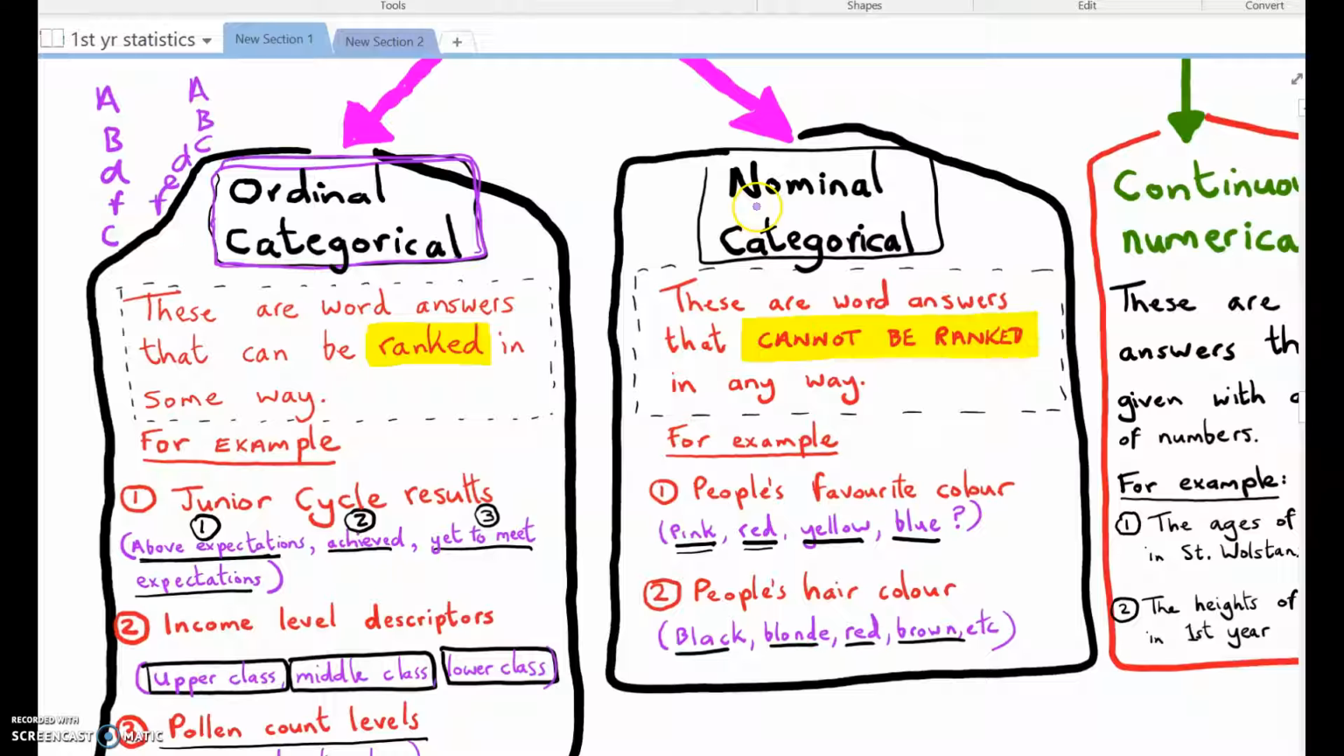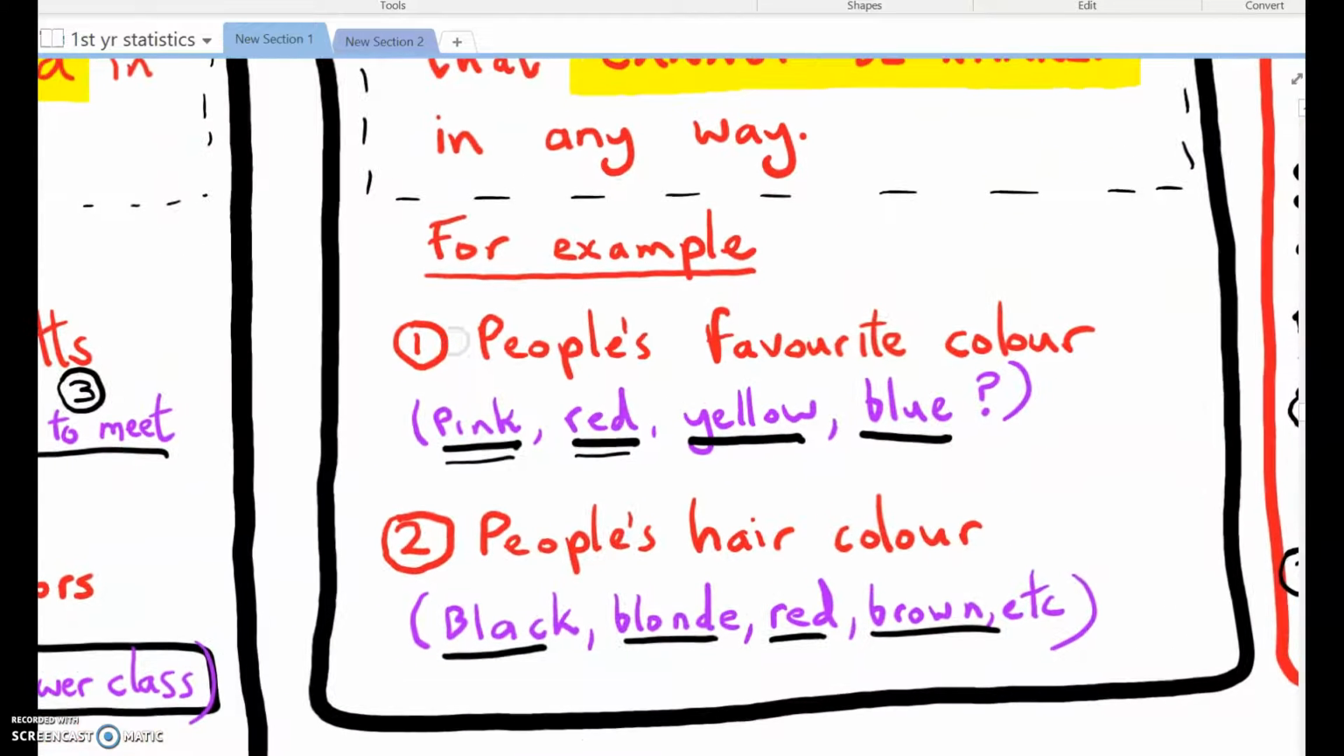We also looked at nominal categorical answers. So they're word answers that can't be ranked. So an example would be your favorite color, or people's hair color. Those answers are word answers, but they can't be put in any particular order. There is no preference for one over the other.